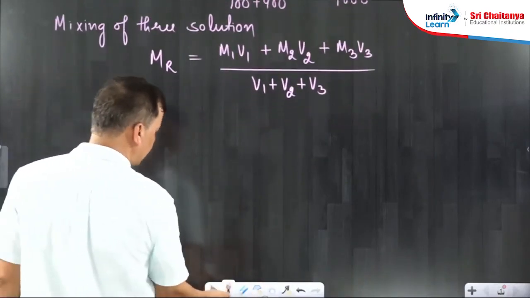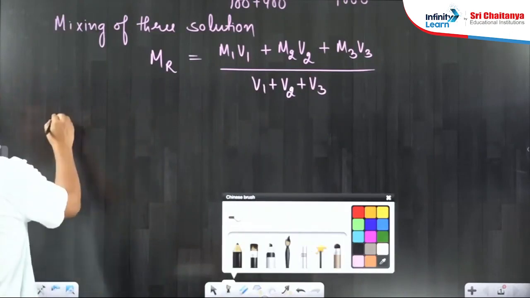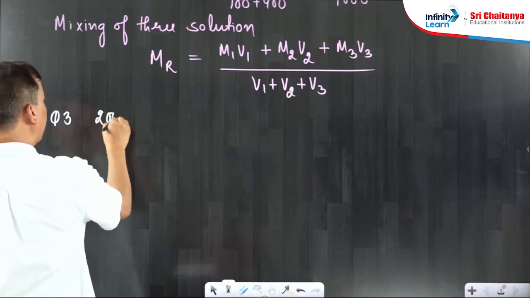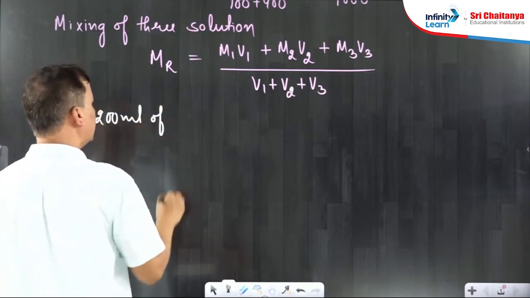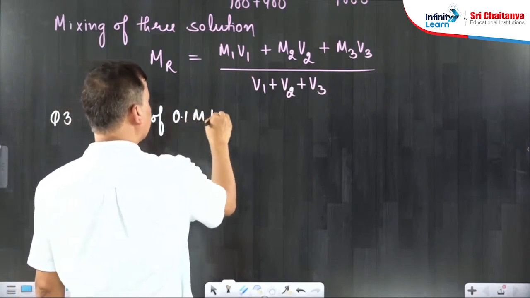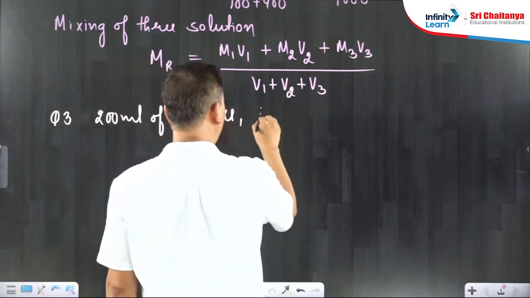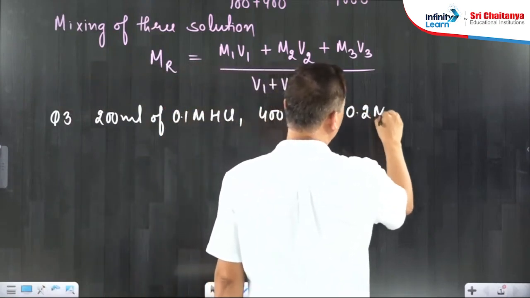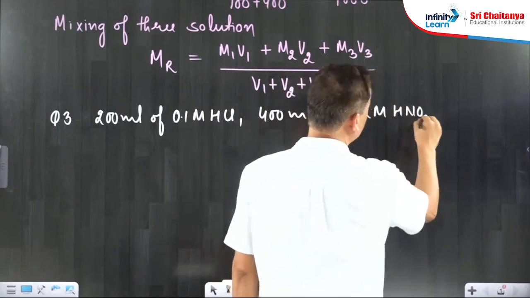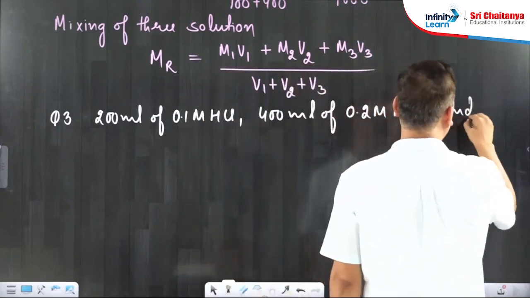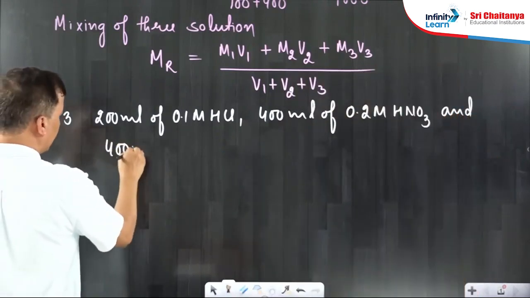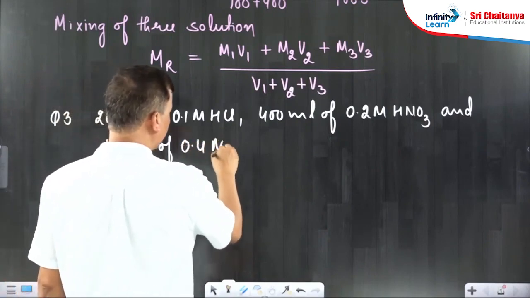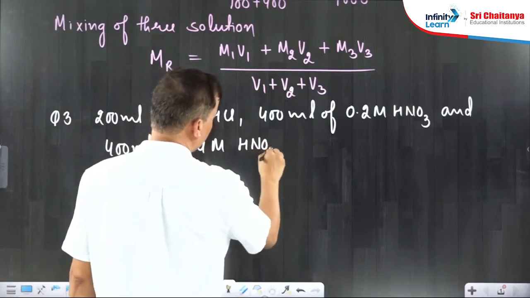To understand this concept, I am writing one simple question here, question number 3 or 4. Here is 200 ml of 0.1 molar HCl, then 400 ml of 0.2 molar HNO3, and 400 ml of 0.4 molar HNO3. They are mixed.